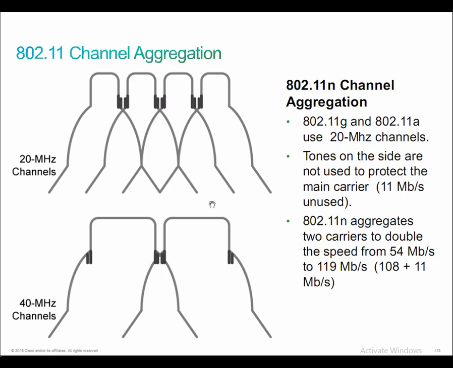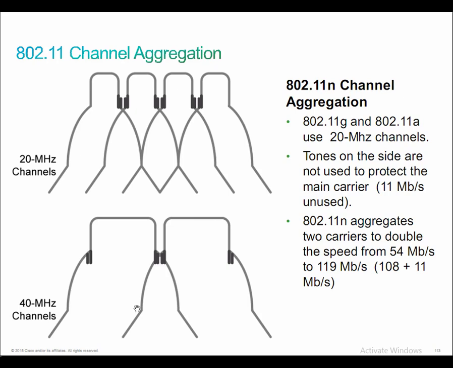802.11n can then take advantage of the fact that each 20 megahertz channel reserves a small part at the top and the bottom to reduce interference in the adjacent channels. If you're using 40 megahertz wide channels, the top of the lower channel and the bottom of the upper channel do not need to be reserved to avoid interference. In other words, these gaps here, right?